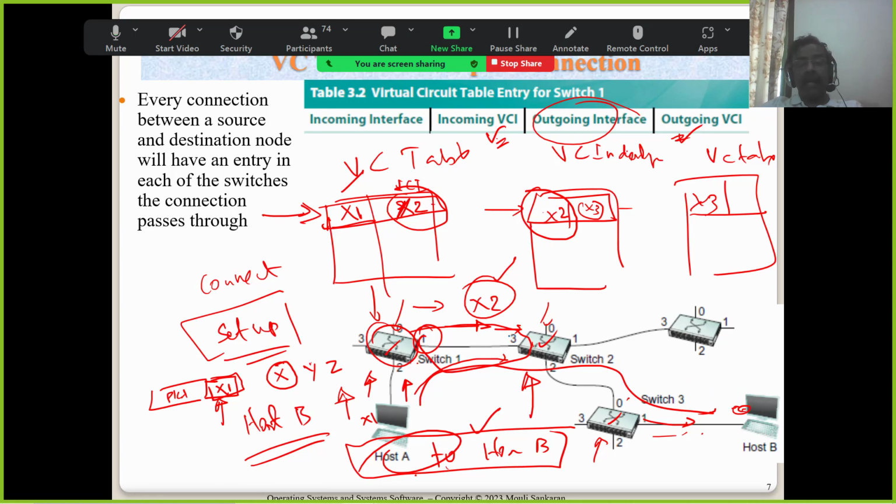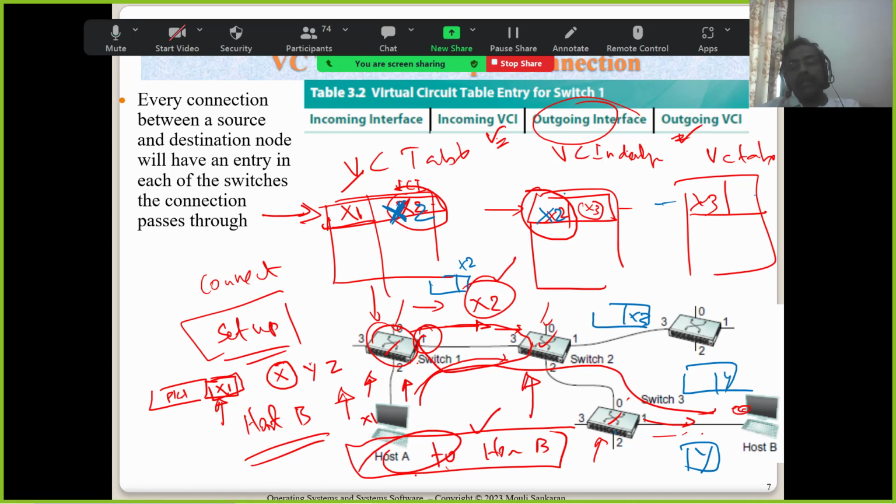Now I told you that this number, whatever I choose, is the outgoing VCI I am going to put. So when I am sending the data packet, I am going to put x2 here. And this guy is expecting x2, then it will see x2 and replace that x2 with x3 there. And this guy is going to look at the x3 and it knows that this needs some y. I will put y in the packet and send it. So it will go there.